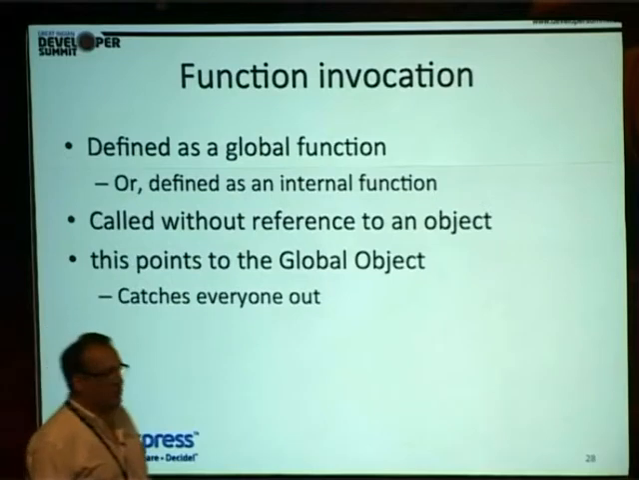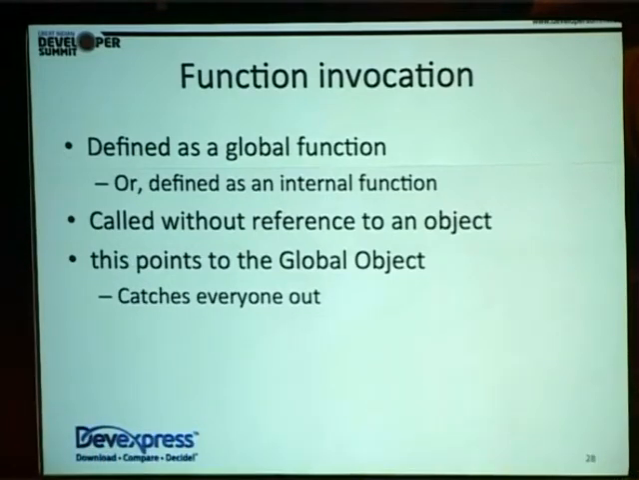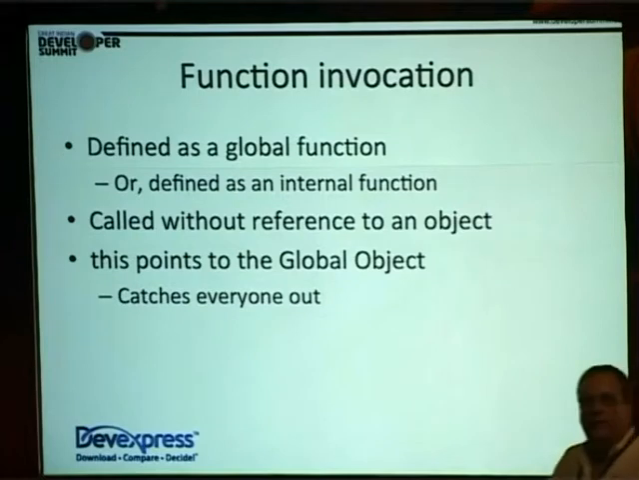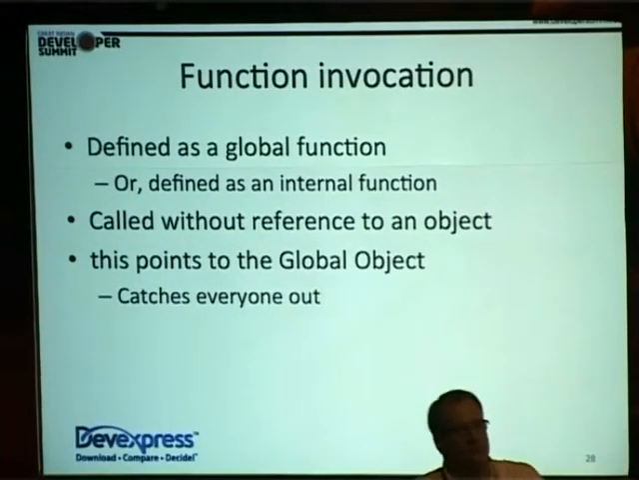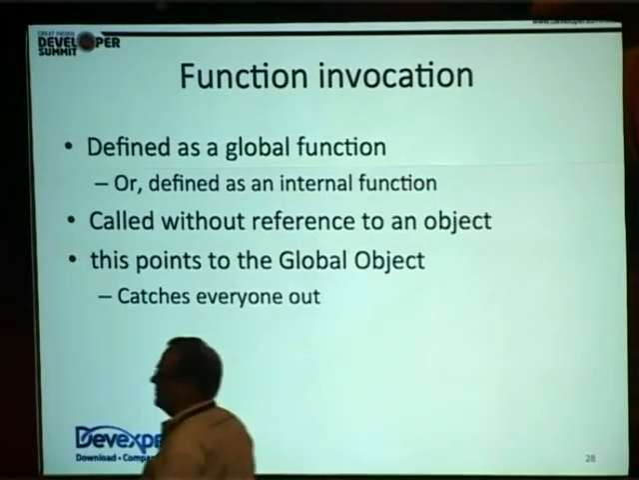The next one is not so great. It's function invocation. You define it any old how you want. You can have it as a global function, as an internal nested function, or declare it as a method on an object. It doesn't matter. If you call it via the function invocation, you're not actually going to call it with regard to an object at all. And what happens then is this points to the global object. And this catches everyone out.